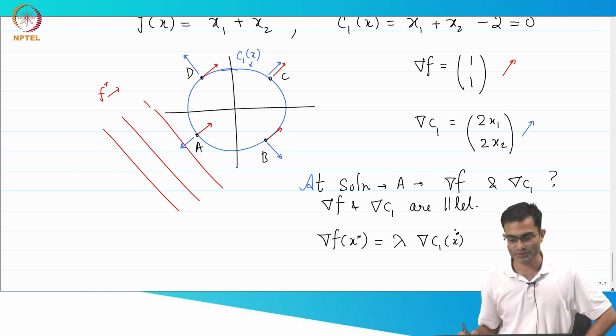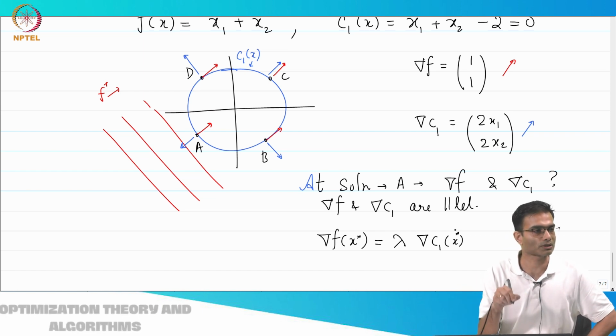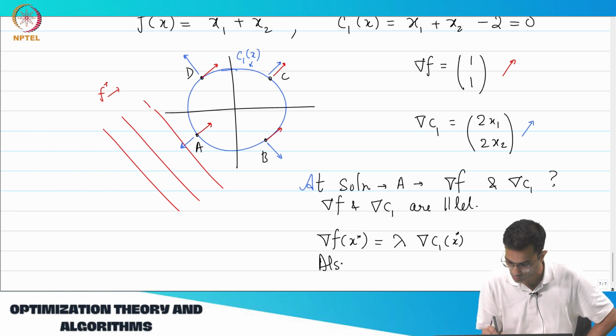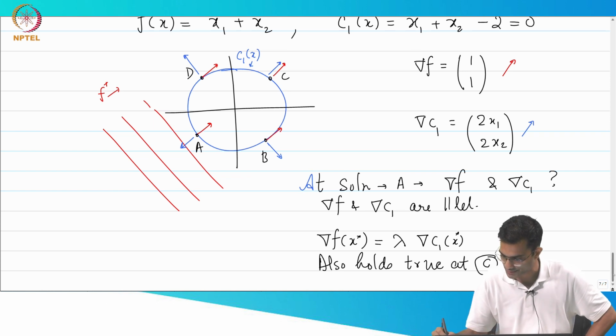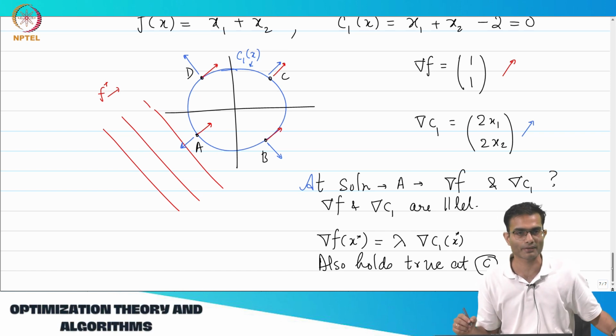What is the trouble with this way of identifying the solution x star? Is there any other point also where this holds true? It also holds true at point C. Okay, so that's a bit of a bummer because we didn't get it directly.